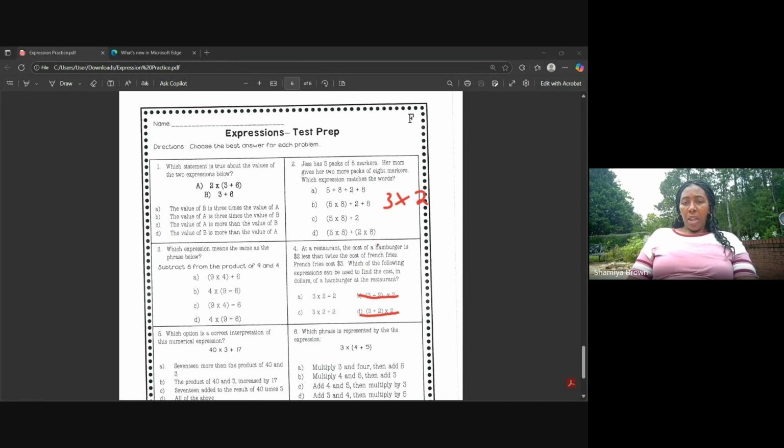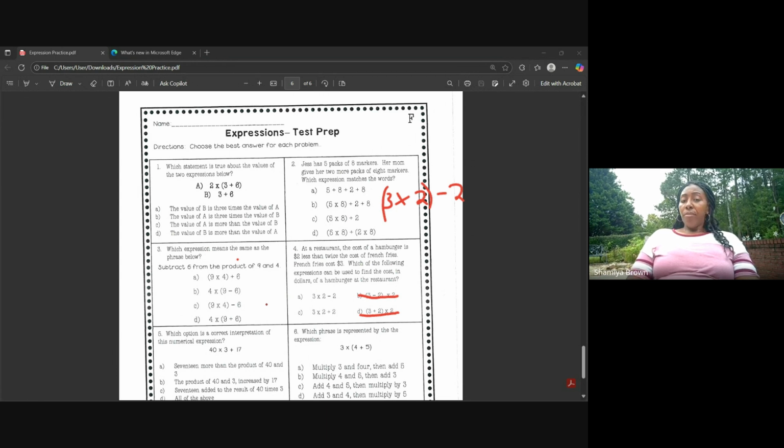So let me look again. It says, at the restaurant, the cost of a hamburger is $2 less than twice the cost. Okay, so then I just have to subtract $2 from that, but I have to do that after. I don't need parentheses because based on PEMDAS, I have to do multiplication first anyway. So now I look down here and see the one that matches that. It would be A, because it says 3 times 2 minus 2. So that would be the correct answer.